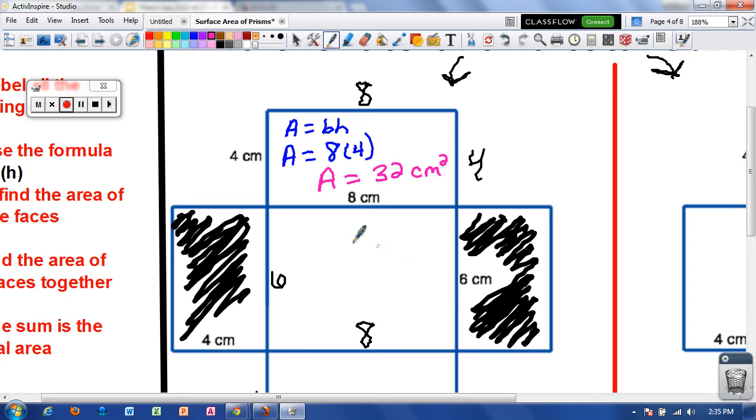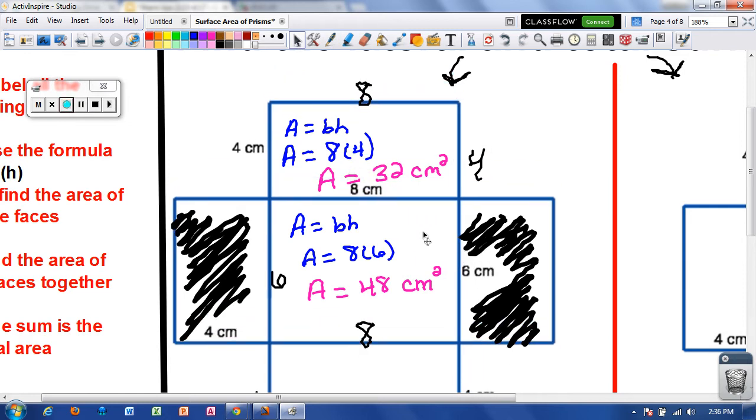Okay, next rectangle. Area equals base times height. Base of 8, height of 6. Area equals 8 times 6. So our area equals 48 centimeters squared. I'm writing my area in a different color. You can do that, or you can just underline the area so that you know to come back to it later.